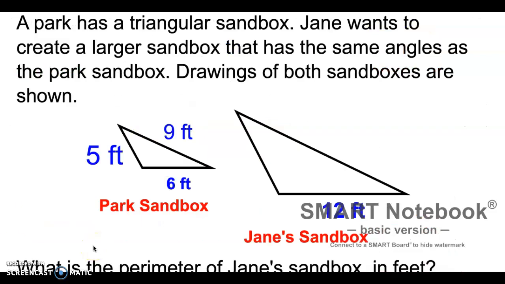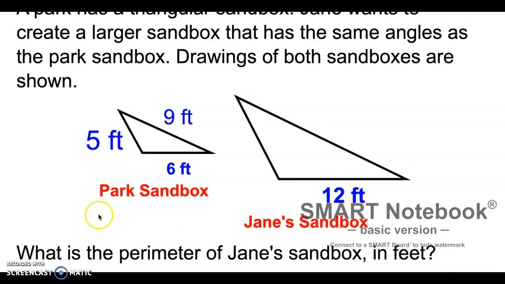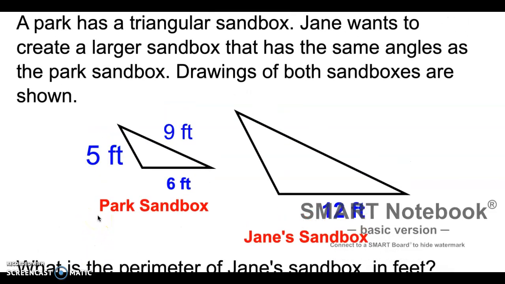Now you're going to try this question on your own. So a park has a triangular sandbox. Jane wants to create a larger sandbox that has the same angles as the park sandbox. Drawings of both sandboxes are shown. What is the perimeter of Jane's sandbox in feet? So you're going to go ahead and answer this question now.